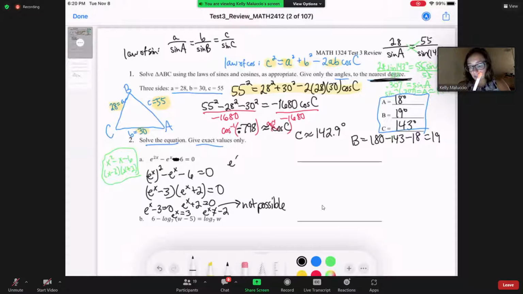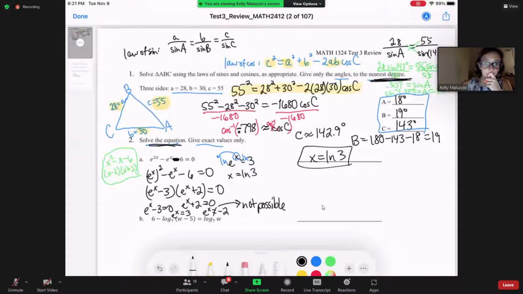But e to the x equals 3 is possible. And to do that, we would just take ln of both sides, right? This x can come in front. So I'd get x ln e, which is just 1, equals ln of 3, right? So my actual solution is x equals ln 3. Yeah, that looks much nicer, right?